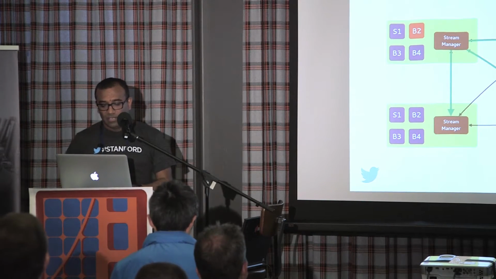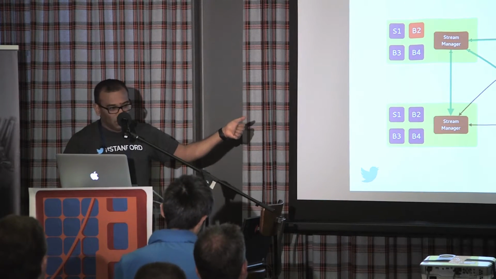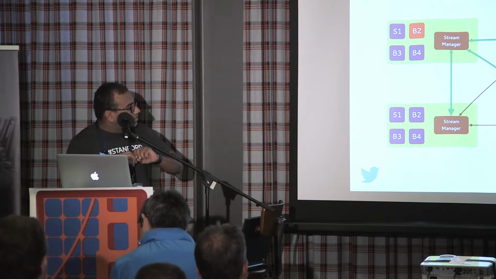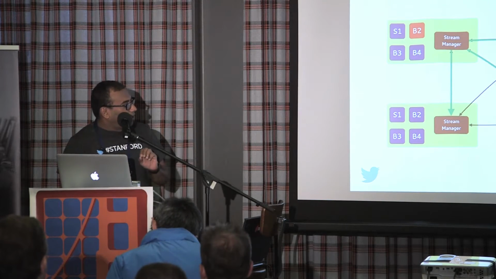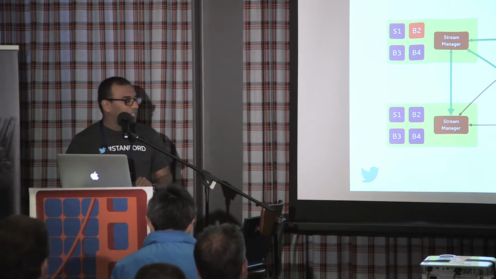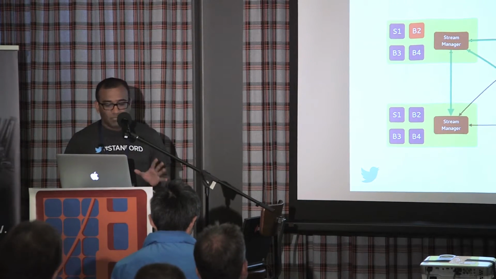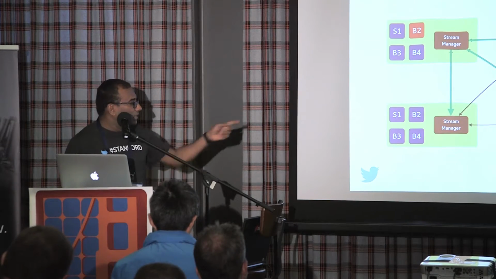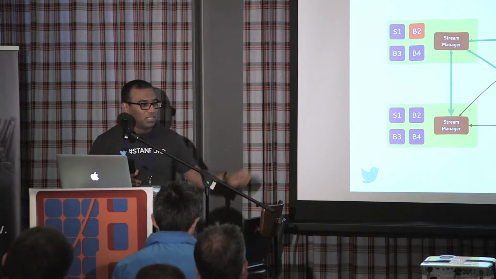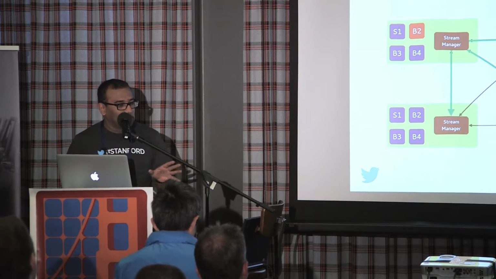Now let's say, for the sake of discussion, B2 is going slow. The moment B2 goes slow, the stream manager detects that B2 is going slow, then it will send an initiate back pressure, or a slowdown strategy, message to all the other stream managers. So now the stream managers, when they look at their instances in their respective containers and see a spout, they say that we are not going to accept any more data.